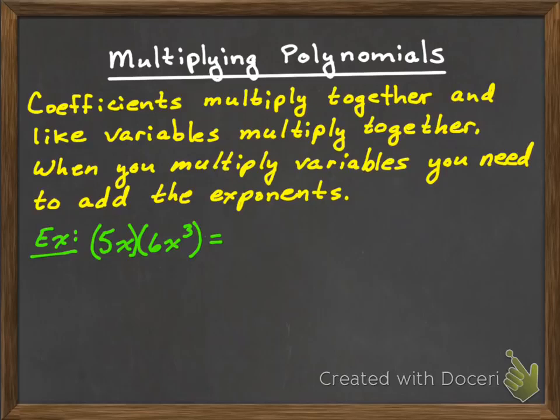All right, so when multiplying polynomials, coefficients will get multiplied together and variables will get multiplied together. When you multiply variables, you will add your exponents. So for example, 5x times 6x cubed. The 5 times the 6 will give you 30. And the x, which is x to the first power, okay, the exponent on this will be a 1. So x times x cubed gives you x raised to the fourth power.